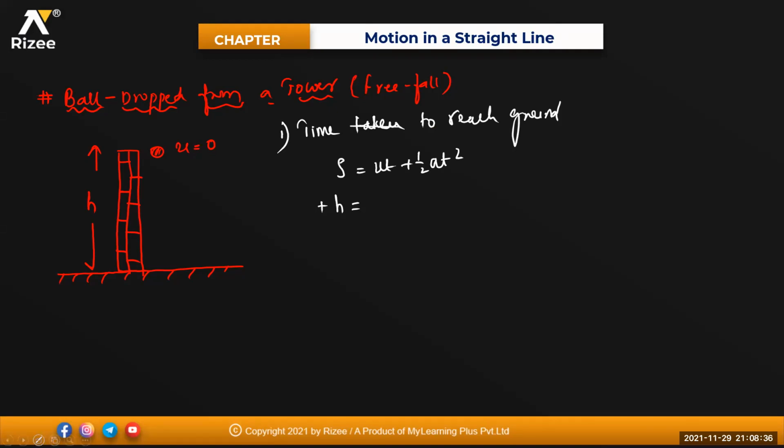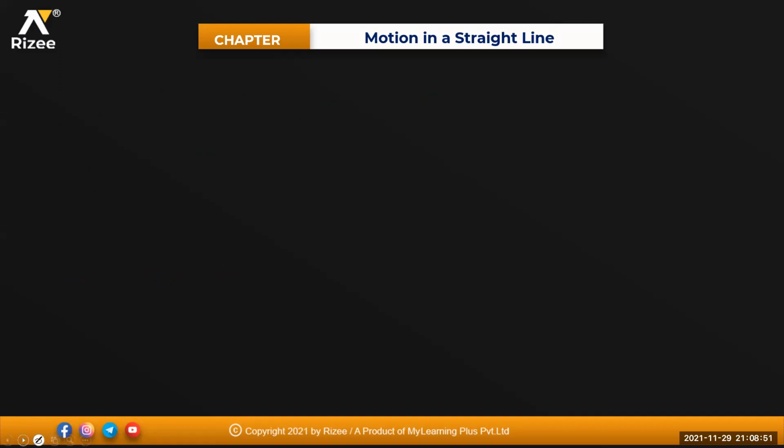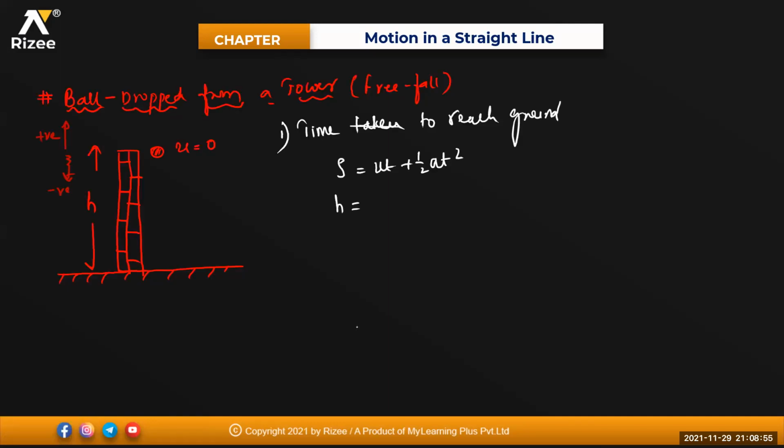Or else, if I'm taking downward as negative, I'll take the sign convention here. In the downward direction, we take it as negative; in the upward direction, I'll take this one as positive. Now the body is being dropped in the downward direction. That means H I'll take as negative. Initial velocity is 0, plus half into acceleration due to gravity in the downward direction.